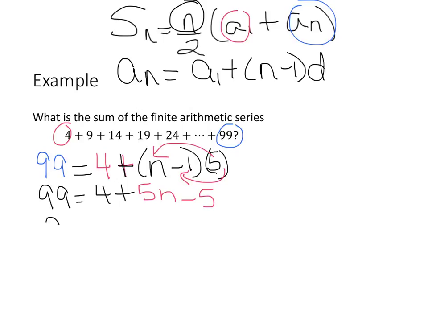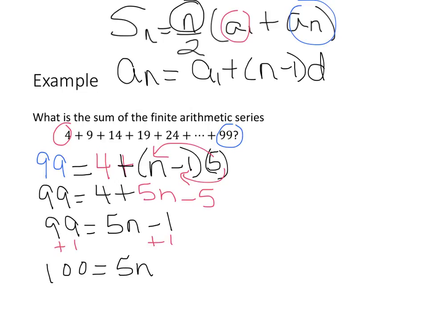Then I'm going to combine my like terms. I have a 5N, no other N, so I just rewrite it. 4 minus 5 is negative 1. Then I'm going to solve this for N. To get N by itself, I'm going to add 1, which gives me 100 on this side and 5N in here. Now I've got to get rid of my multiplication of 5 by dividing. So that tells me 99 is my 20th term in that sequence.